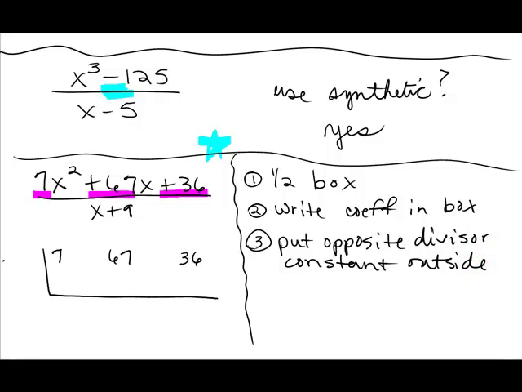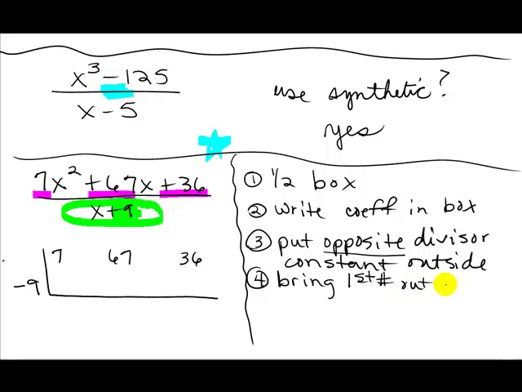And so what I'm talking about here is this number. That's the divisor, x plus 9, and this is the constant. Okay? And we're going to do the opposite. So this is going to be minus 9. Step 4 is to bring the first number out of the box, and we're going to bring it down, so it's going to come here.